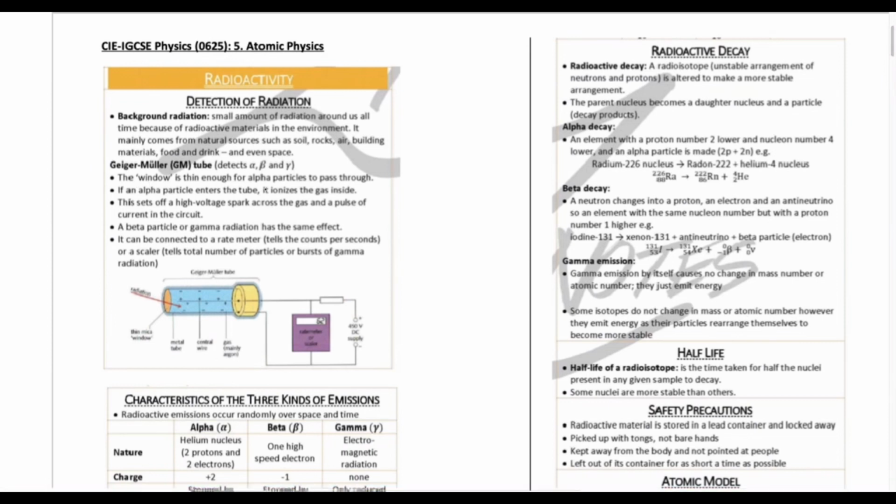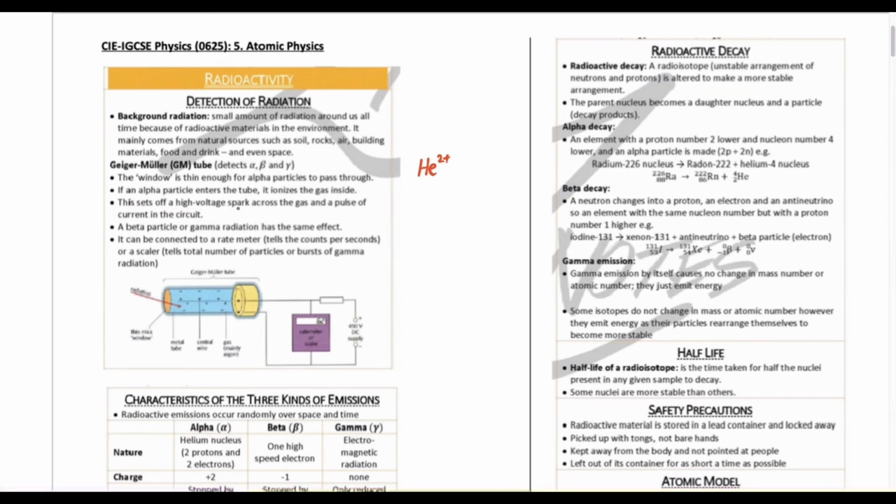If an alpha particle enters the tube, it ionizes the gas inside. Alpha particles are actually helium 2 plus, a helium atom, I mean helium ions, helium that has lost its electrons. So it becomes an alpha particle. When it comes to the surroundings with air, the air molecules are affected by helium 2 plus. Basically the air molecules will break down into ions. Imagine the helium 2 plus can't wait to take electrons from the molecules. Because of that, the air molecules become ions, so it ionizes the gas inside.